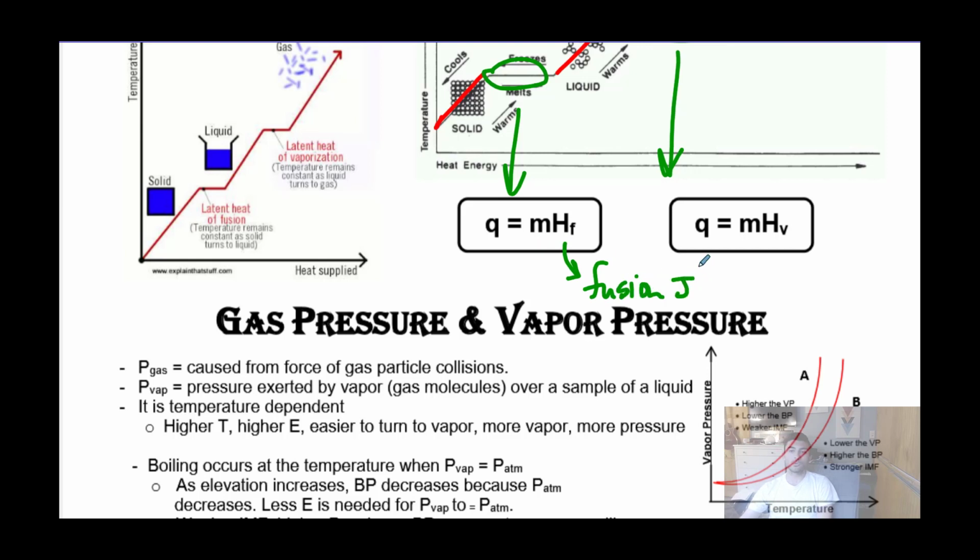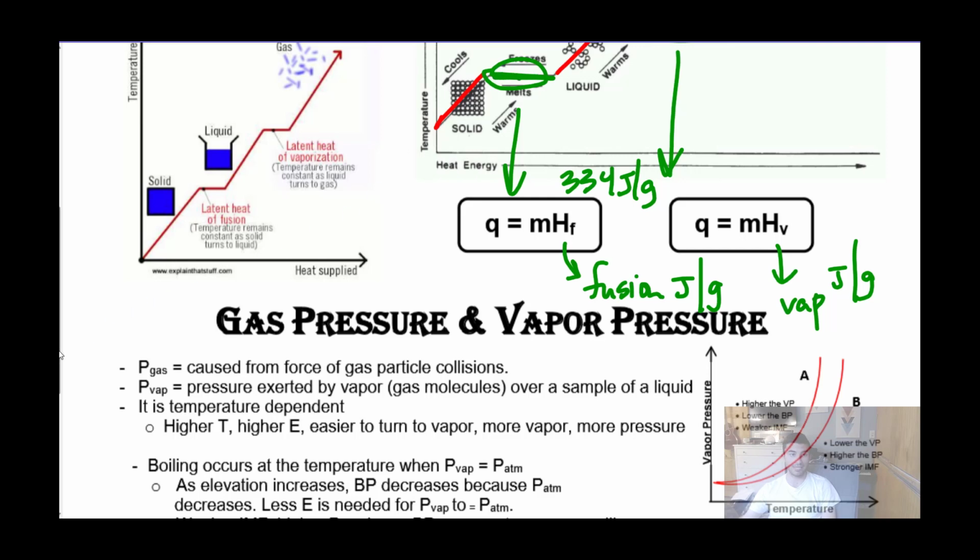That's measured in joules or calories per gram, and Hv is the heat of vaporization, also measured in joules or calories per gram. So the heat of fusion, for example, for water is 334 joules per gram. That means for each gram of liquid water that we want to freeze, we have to take away 334 joules of energy. For each gram of liquid water we want to melt, we have to add 334 joules of energy. The heat of fusion works for both of these phase changes, right?